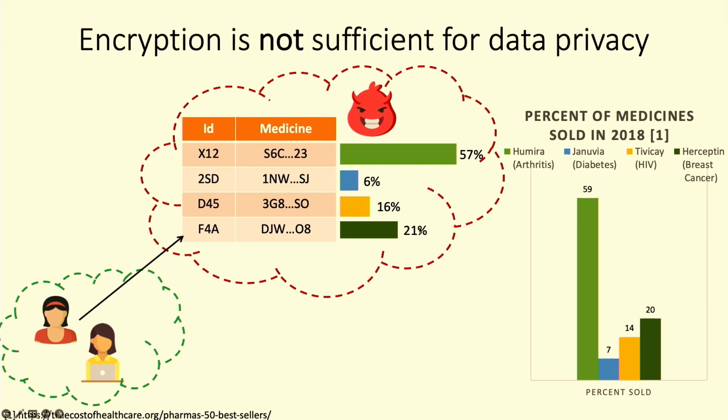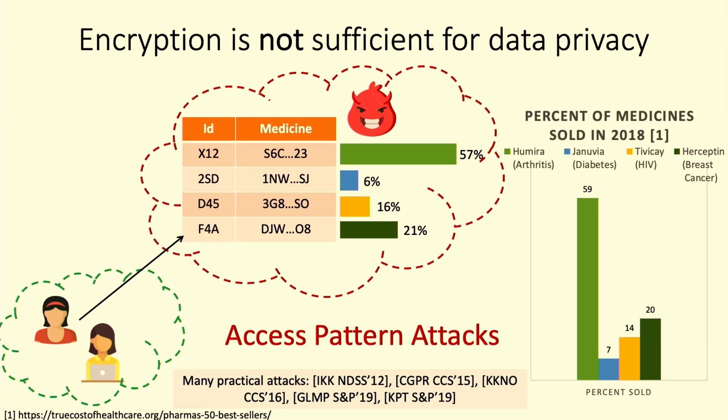And next time when a client accesses row number 4, it guesses with high probability that the client is buying medicine for breast cancer. Such kinds of attacks are called access pattern attacks. And in fact, there have been a large number of works that show the practicality of such attacks.